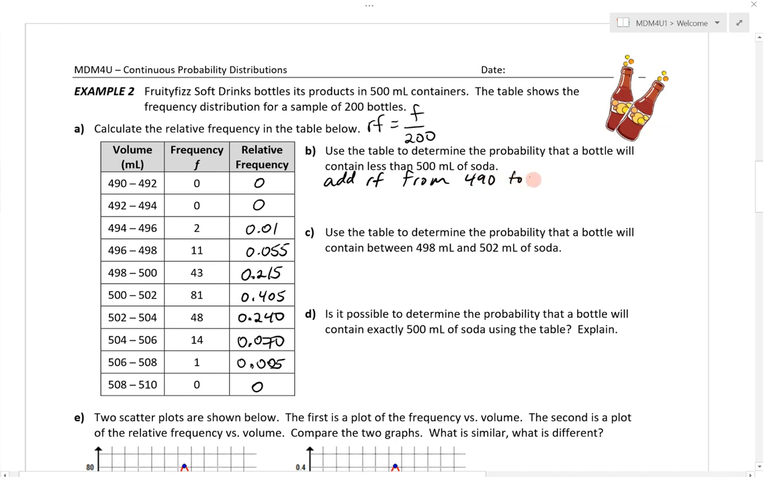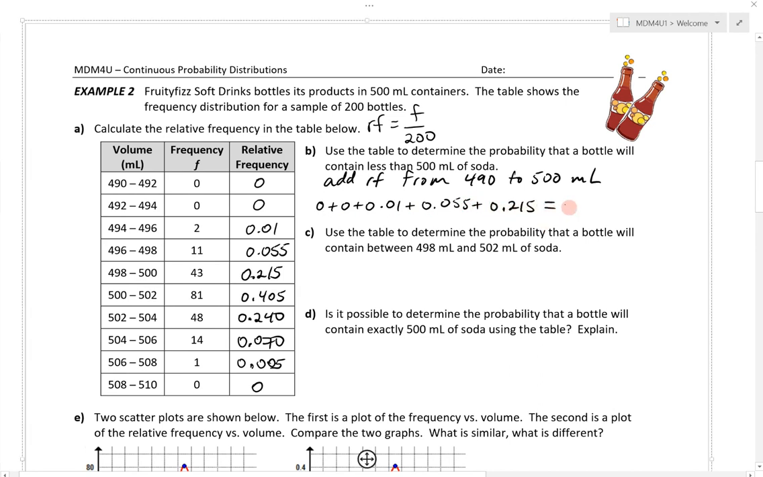So here we're going to add the relative frequencies from 490 to 500 milliliters. If I add those values together, we have a 0 plus a 0 plus a 0.01 plus a 0.055 plus 0.215. Altogether, their sum equals 0.280. So the probability that a bottle in that 200 bottle sample is less than 500 milliliters is 28%.